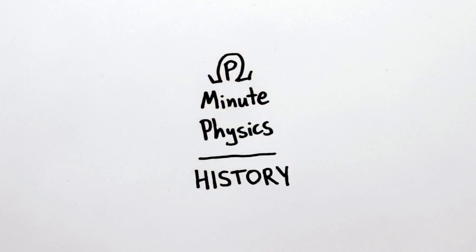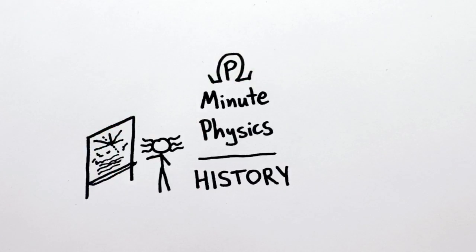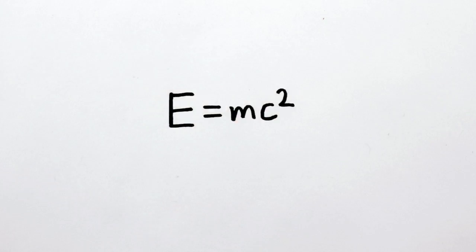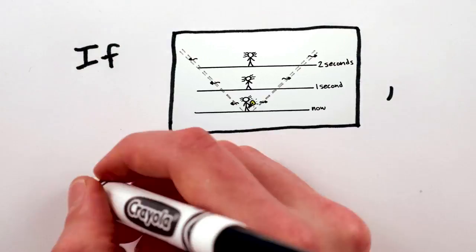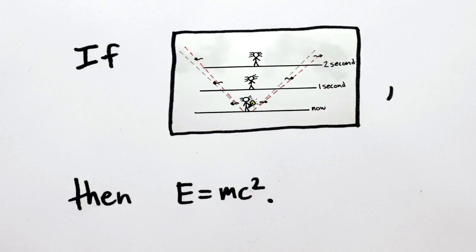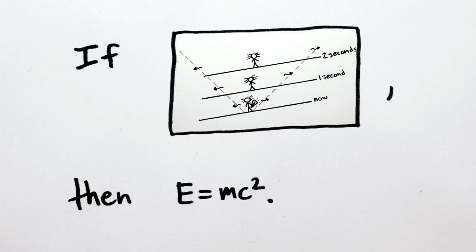In mid-1905, Albert Einstein derived what is now the most famous equation in the world, E equals mc squared. But he didn't just write this down out of the blue. It followed directly from his paper on special relativity that we talked about in last week's video. And here's how he did it.